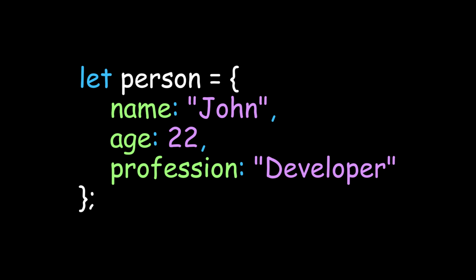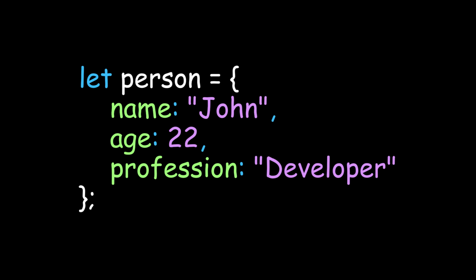let person = { name: "John", age: 22, profession: "developer" }. Here, name, age, and profession are called keys, or properties. John, 22, and developer are their values. So this object stores all the information about a person in one single variable.